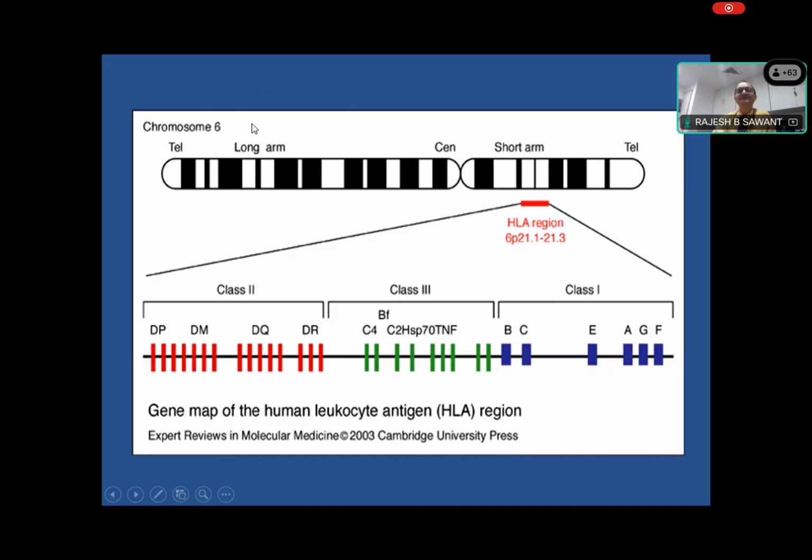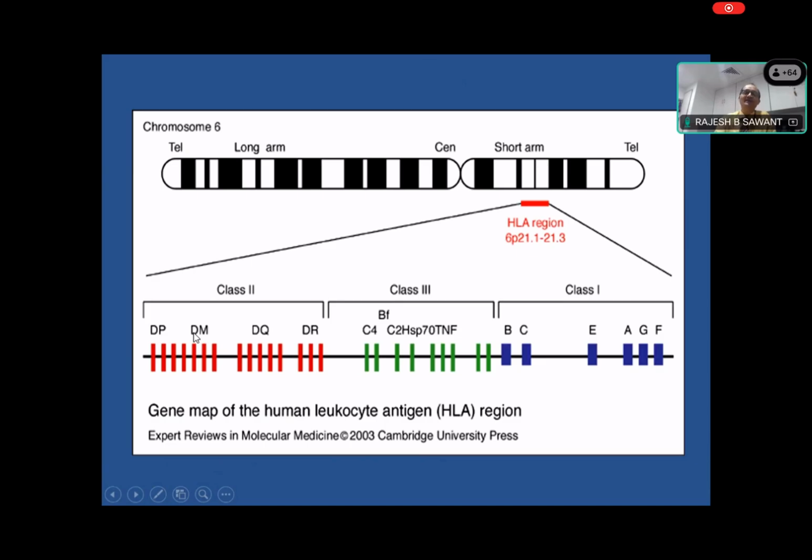So this HLA is related to chromosome number 6. The short arm of chromosome 6 in this particular region, you can see that there is the HLA region. And basically when you are talking about HLA, you will deal with class 1 HLA, which includes A, B and C HLA types, and class 2 HLA, which includes the DR, DQ and DP types.